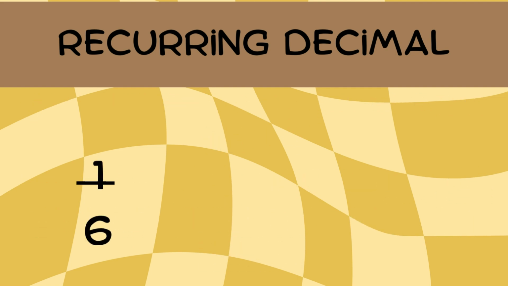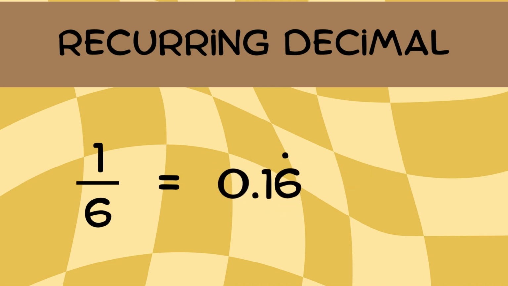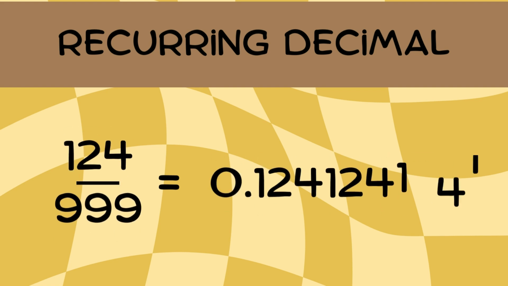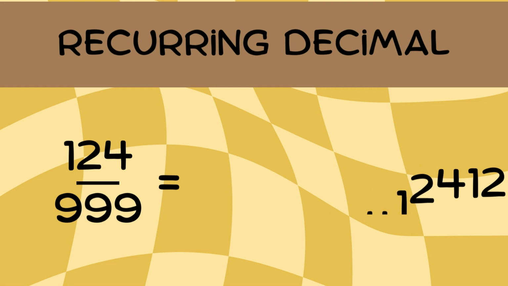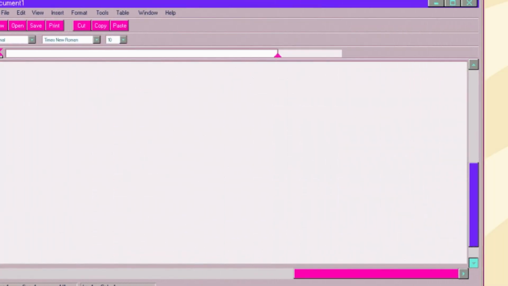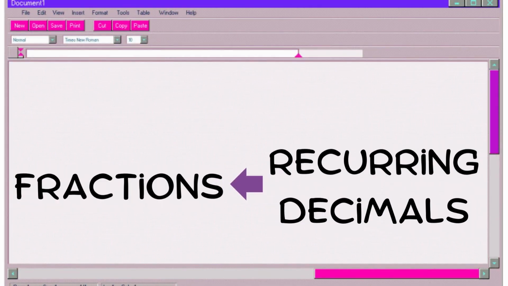For example, 1/6 in decimal form is 0.16666 to infinity. This can be written as 0.16 recurring, with the dot above the 6. 124 over 999 can be written as 0.124 recurring, with a line over the 124. It's simple to convert fractions to recurring decimals, but the reverse might be a bit tricky.